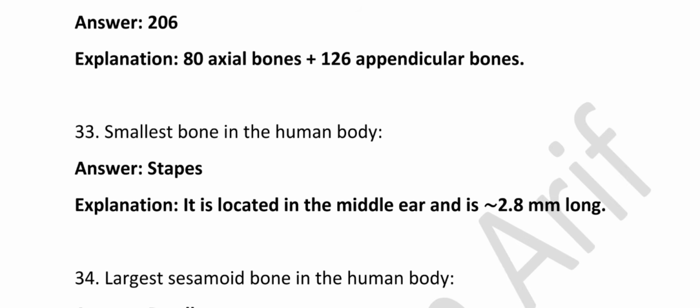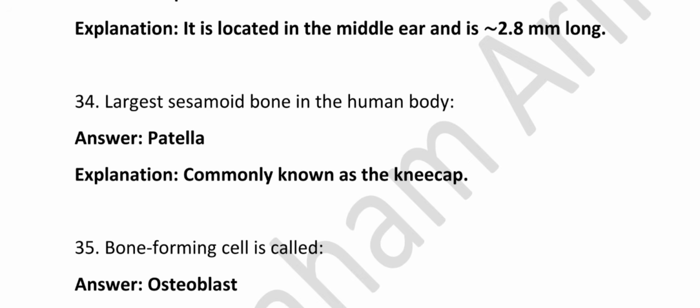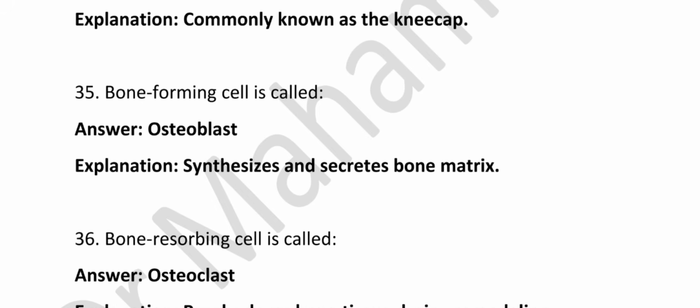Smallest bone in the human body is stapes, and it is located in the middle ear and is 2.8 mm long. Largest sesamoid bone in the human body is patella, commonly known as the kneecap. Bone forming cell is called osteoblast. It synthesizes and secretes the bone matrix.